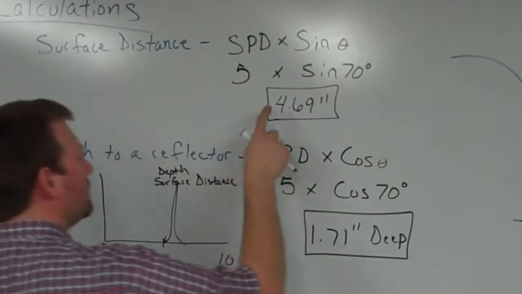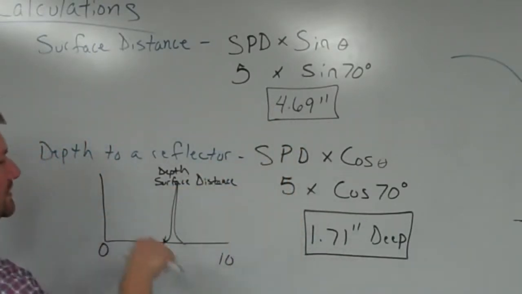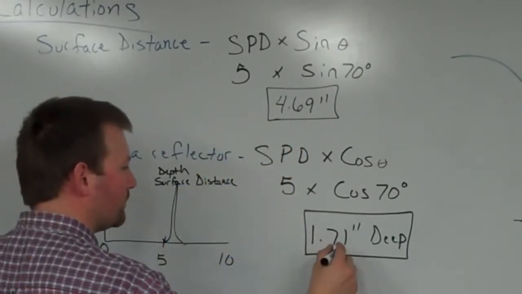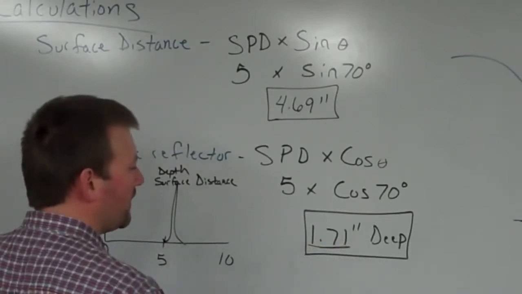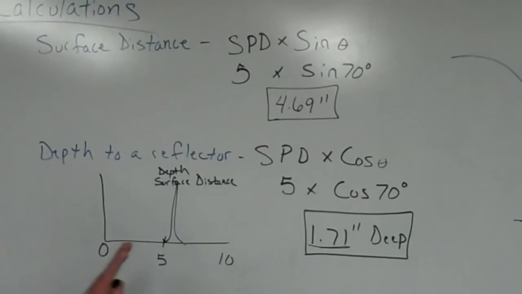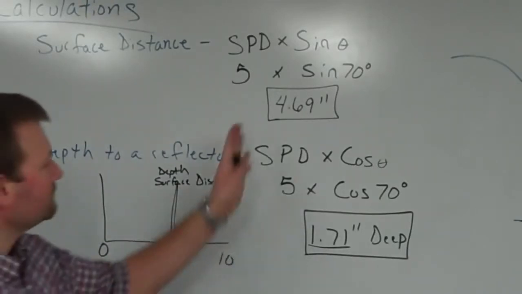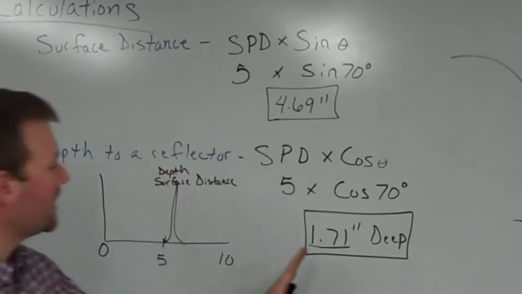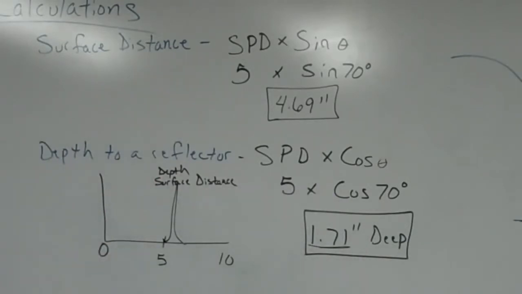As we can see here, we've got a surface distance of 4.69 and a depth of 1.71. Now remember, we only have a plate that's 1 inch thick, so we're going to have to come back and deal with this in just a minute. So, reflector at 5 inches, surface distance of 4.69, and a depth of 1.71.